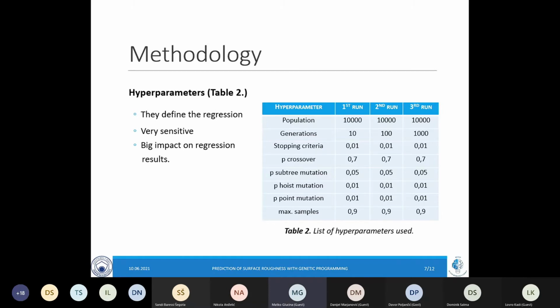Some of them are fixed values that we can call default values. For this research, we are using a population of 10,000 and change the generation for 3 different cases. First one is a population of 10,000 and generation of 10. Second is 10,000 and generation 100. And for the third one, we use 10,000 population and 1,000 generations.